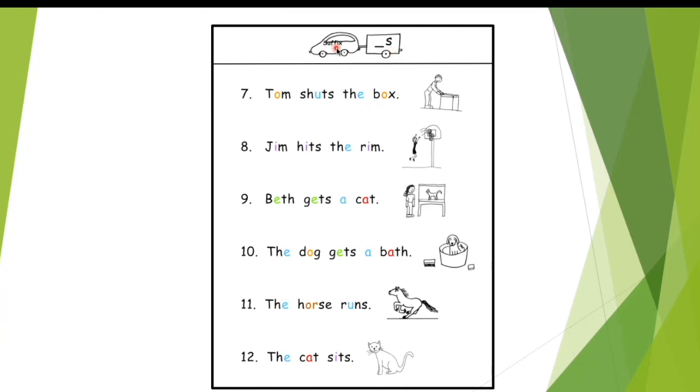we have here sentences with suffix S, meaning there are S from the words in the sentence. All right, let's read sentence number 7. Tom shuts the box. All right. We will put only S from the verb if the subject of the sentence is singular, meaning only one person is doing it. The noun is only for singular noun. So nouns can be a name of a person or animals or things. So in this case, it's a person, Tom. And Tom is only one. So Tom shuts the box.